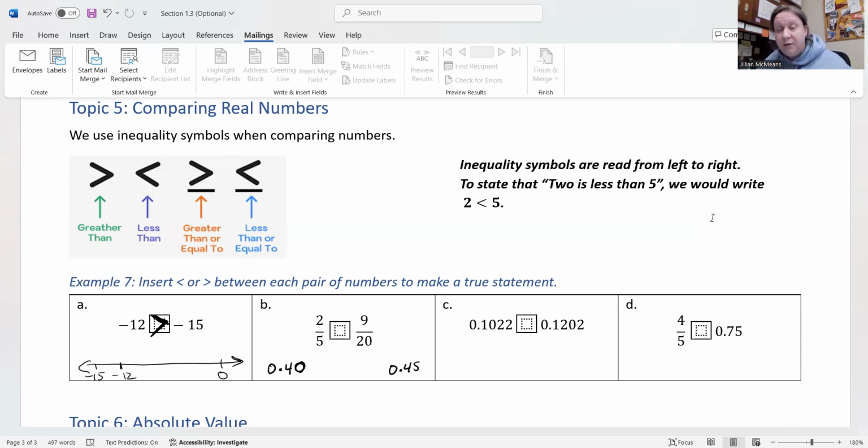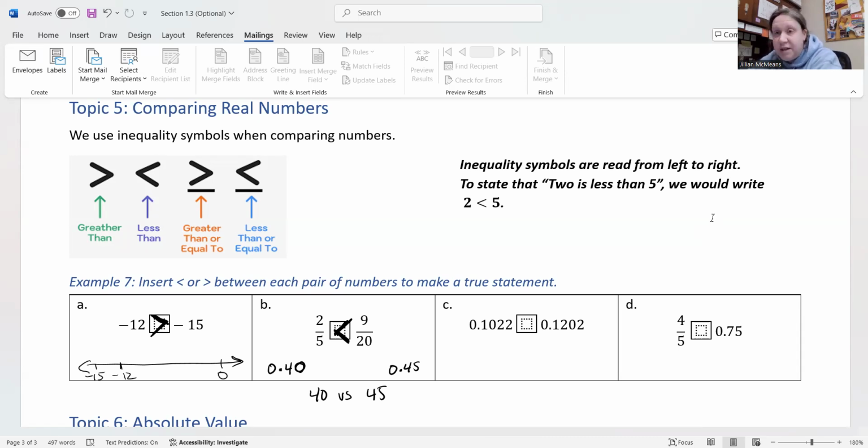And since the stuff in front of the decimal is the same, we're really just comparing 40 to 45. Well, which of those two is bigger? We know that 45 is bigger than 40, so that tells me that 0.45 is bigger than 0.4, so that tells me 9/20 is bigger than 2/5. So to read from left to right, we want to make sure we put in a less than symbol. 2/5 is less than 9/20, okay?